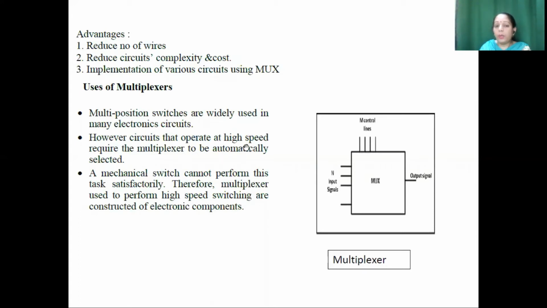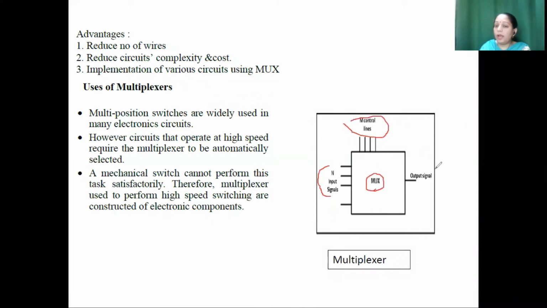However, circuits that operate at high speed require the multiplexer to be automatically selected. Next, a mechanical switch cannot perform this task satisfactorily. Therefore, multiplexers are used to perform high-speed switching and are constructed of electronic components. Now we are showing my block diagram of multiplexer. These are my input signals. This is my multiplexer. These are my M control lines, and this is my output signals.